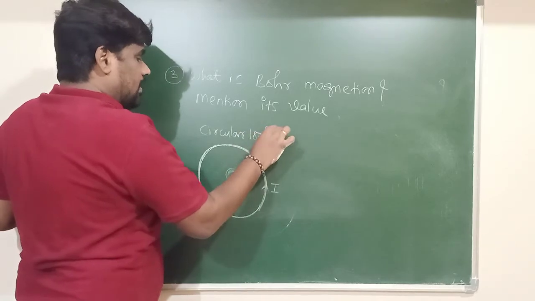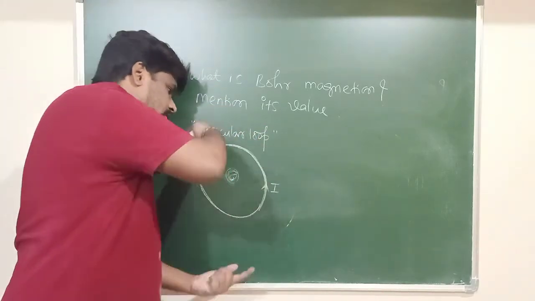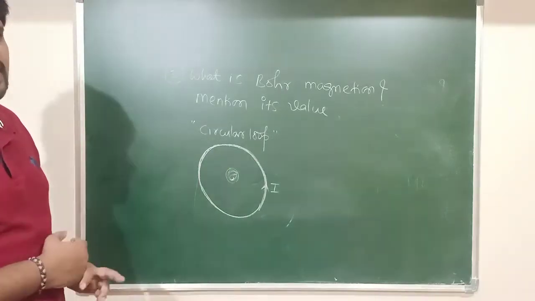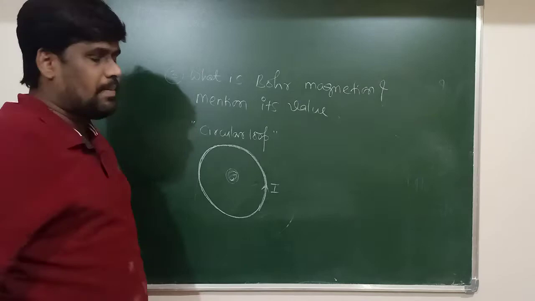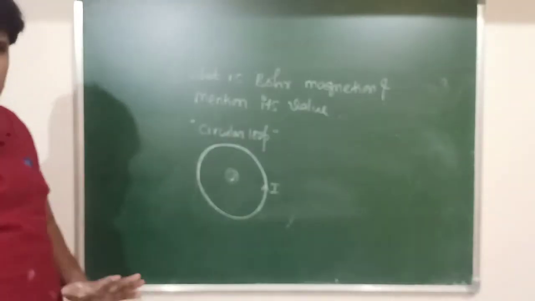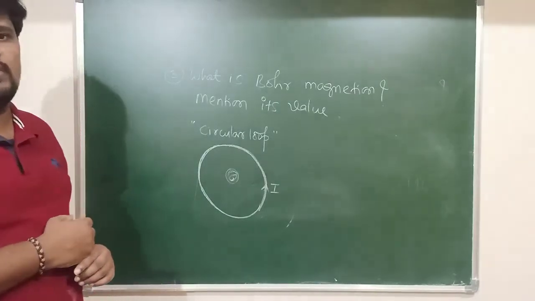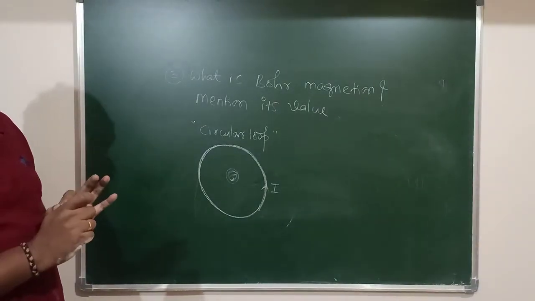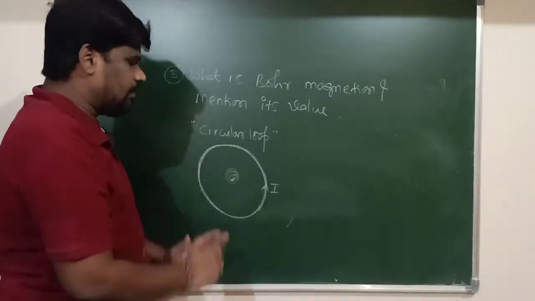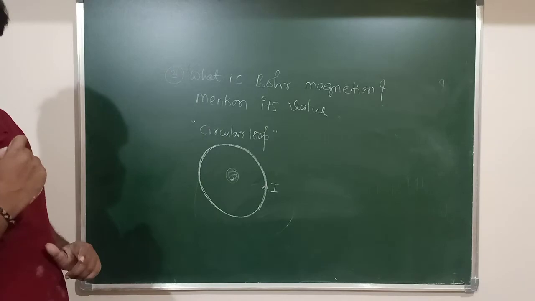This orbit is similar to what? A circular loop. Around this circular loop, definitely there exists which field? Magnetic field. At the same time, that revolving electron will be having the property called magnetic moment. Definitely that revolving electron will be having the property called magnetic moment.